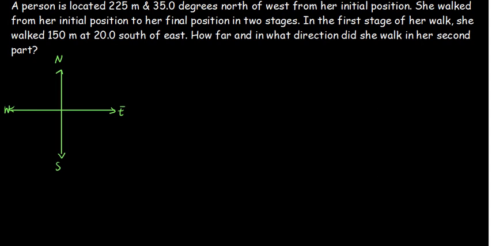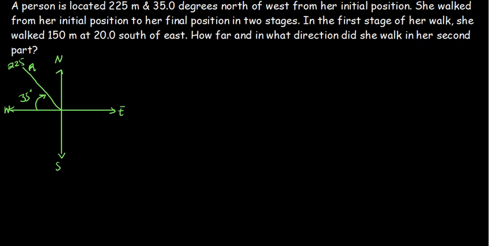So a person is located, the final position in other words, 225 meters and 35 degrees north of west. If we are talking of north of west, that should be in this quadrant. Now look at this, north of west. The second position to be mentioned is where we're coming from. So we're coming from the west towards the north, 35 degrees. The magnitude is 225, and this is the final position or the resultant.